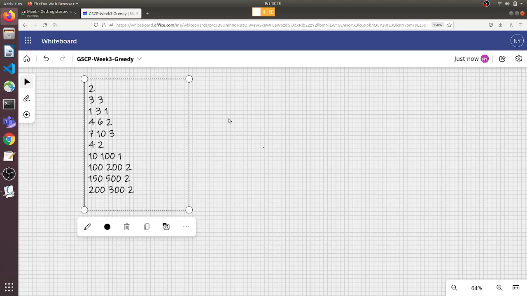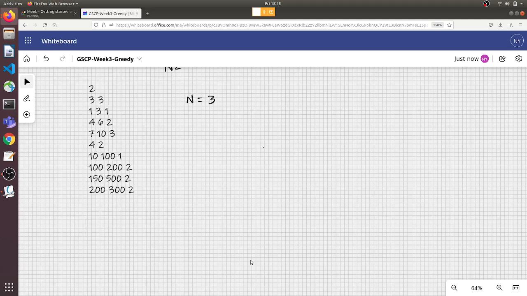Yeah, so here 2 is the number of test cases, and the first test case has n equal to 3. So I will write n equal to 3 and k equal to 3. Then first customer comes at time 1, departure 3, preferred counter 1, second 4, 6, 2, 7, 10, and 3.